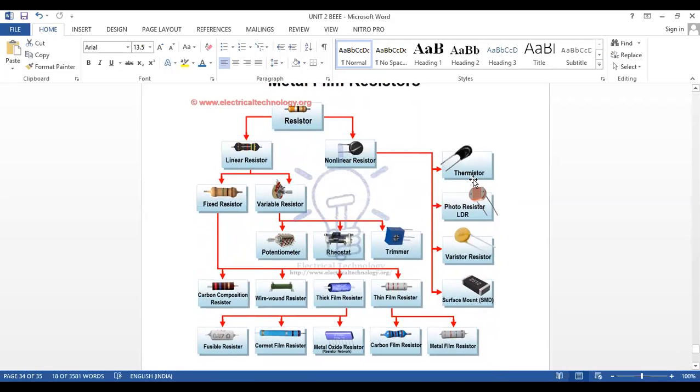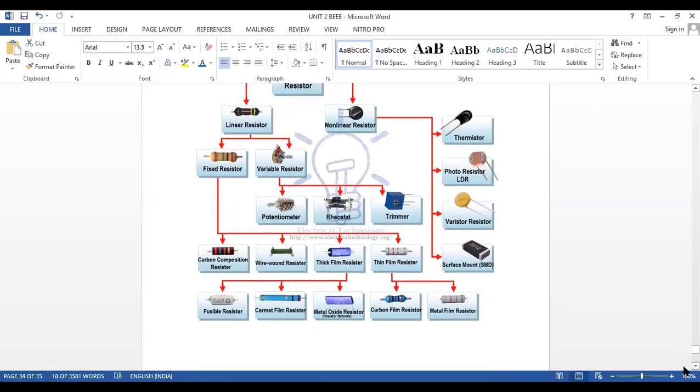If you go to any electric shop and see a resistor, you must be in a position to tell the name of that resistor, which resistor we are using in that manner. For that reason, we are sharing this one.